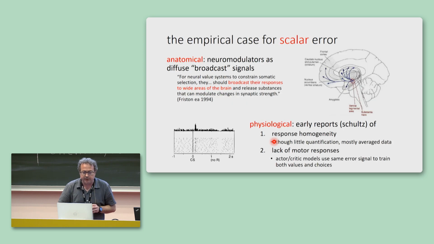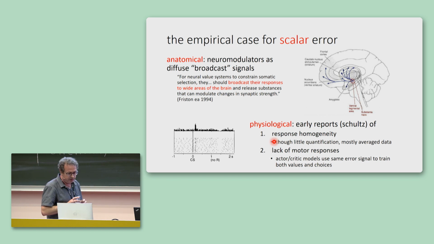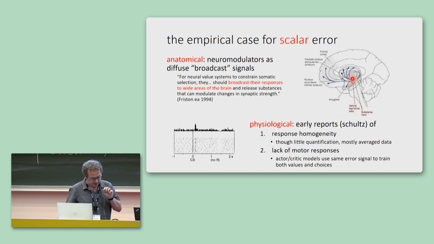And empirically also, it was thought that dopamine was a good candidate for this idea of a common currency, for a couple of reasons. One is anatomical, as I mentioned: it has this really diffuse characteristic, where these individual neurons, and there are not very many of them, relatively speaking, have very diffuse ascending projections that arborize over big areas of the brain. As early as 25 years ago, people like Carl were saying that for neural value systems to constrain movement, they should broadcast their responses to wide areas of the brain and release substances that can modulate changes in synaptic strength. So you could imagine neuromodulators like dopamine playing this role.